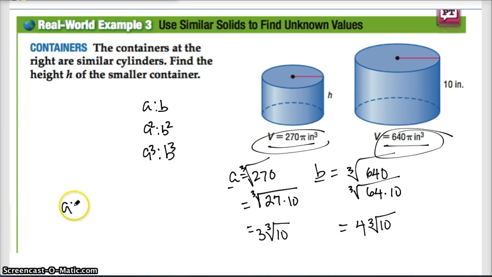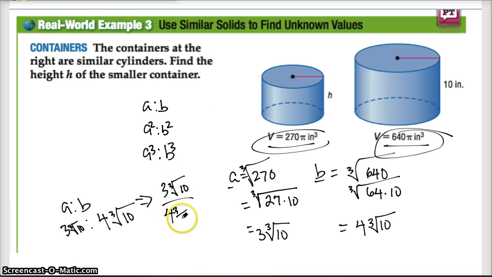So a to b is my scale factor. So the third root of 27 times the third root of 10 is 3 times the third root of 10, and 4 times the third root of 10 is my scale factor. Let me write that as a fraction. So I've got this at the top, and this thing at the bottom. And you know what you want to do. You want to cancel it out because these guys are the same thing, so that doesn't matter. So our scale factor is 3 to 4, all right?